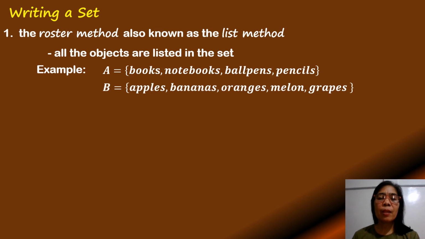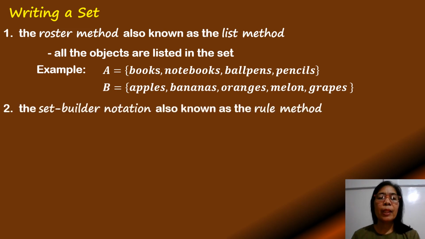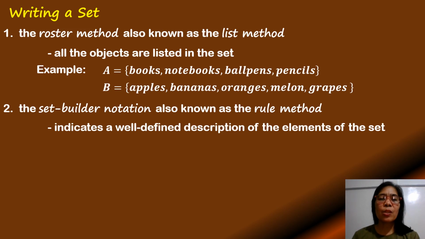So we have set B in here, the set of apples, bananas, oranges, melon, and grapes. So that means any other fruits or objects which are not found in the list do not belong to set B. The second method is the set builder notation, also known as the rule method. So in this notation, the set indicates a well-defined description of the elements. For example, D is the set of x such that x is a biscuit. So this one tells us that all biscuits belong to set D.